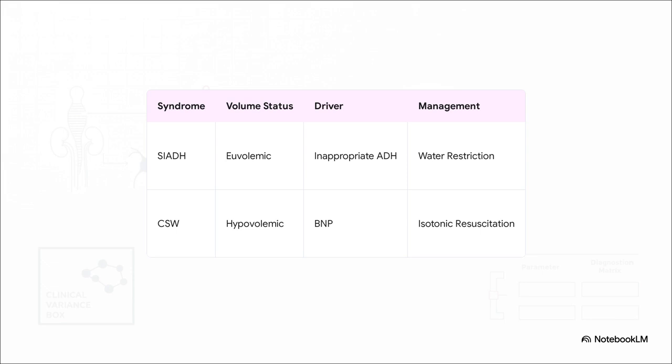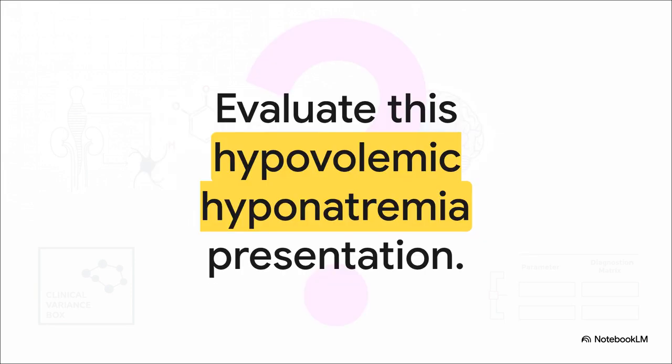On the flip side, CSW is driven by the release of brain natriuretic peptide from the injured brain. This forces massive renal sodium and water loss, leaving the patient profoundly hypovolemic. The absolute management mandate for CSW is aggressive isotonic volume resuscitation. Let's apply this. Day 3 post-subarachnoid hemorrhage.